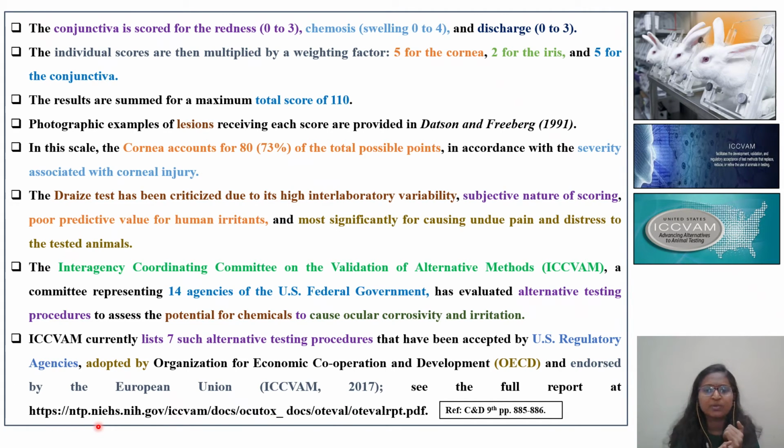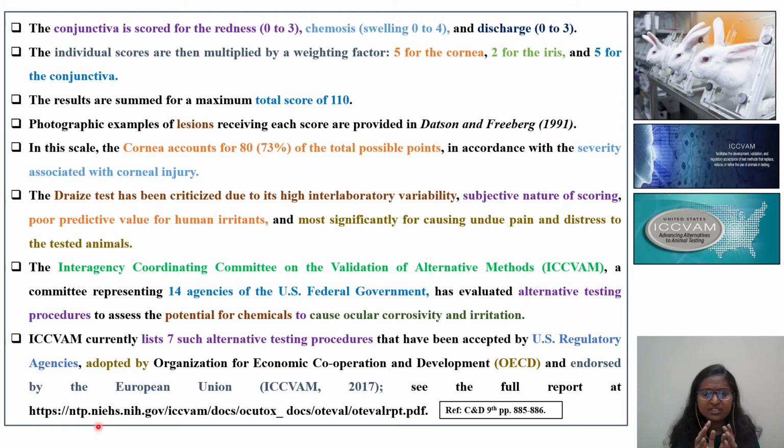Again, you read about NTP: what is the National Toxicology Program, what is the purpose of NTP, what kind of studies are done, and if the studies are done by this NTP agency, can they be used for regulatory approval? So those things also you read simultaneously. Don't just restrict to one question.